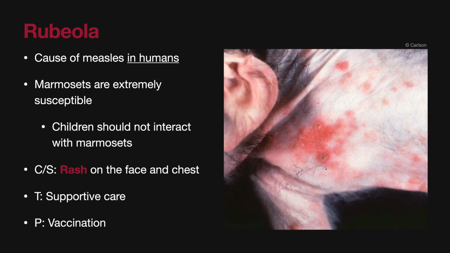Rubeola is the cause of measles in humans. It can also affect our non-human primates. Marmosets are extremely susceptible to this disease, and therefore human children should not interact with this species of primate. In the primates, it can cause rash on the face and chest, similar to what we see in people. Treatment involves supportive care, and it can be prevented through vaccination.